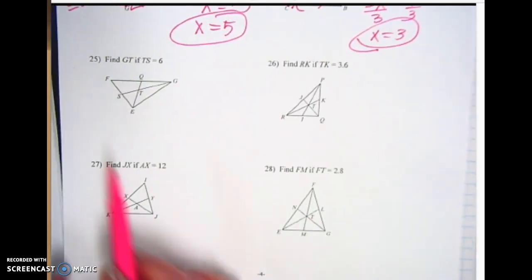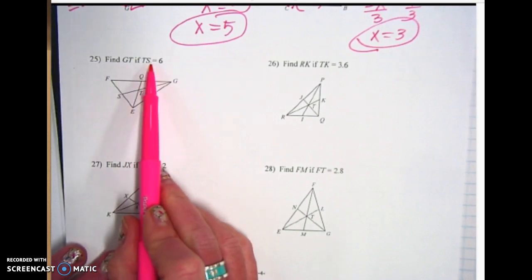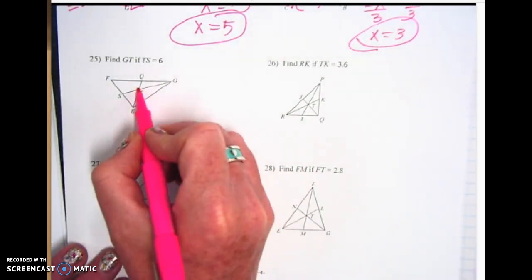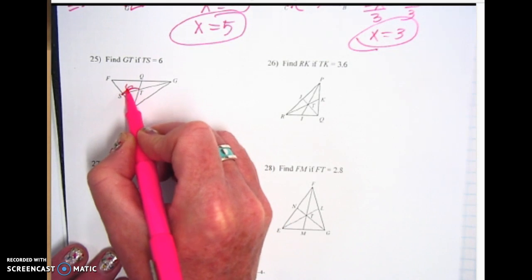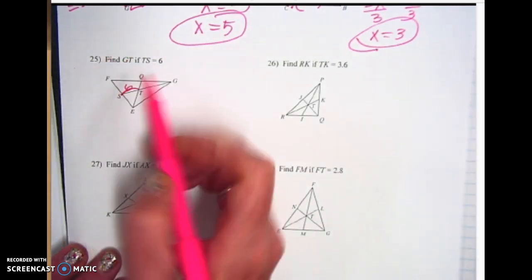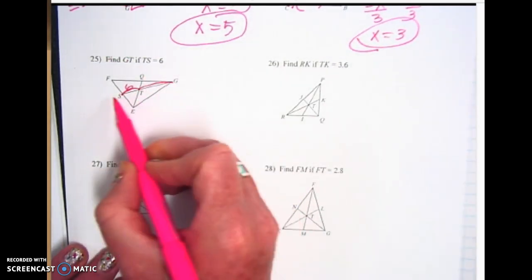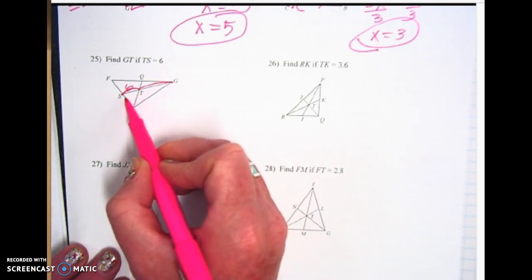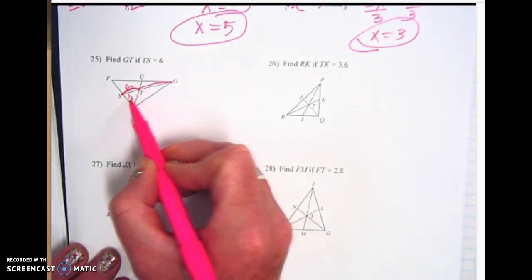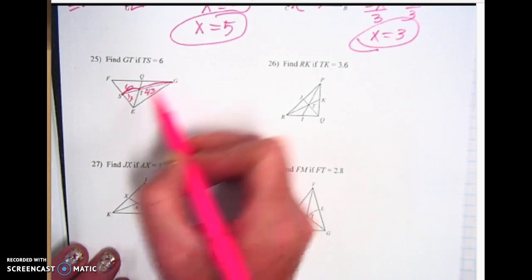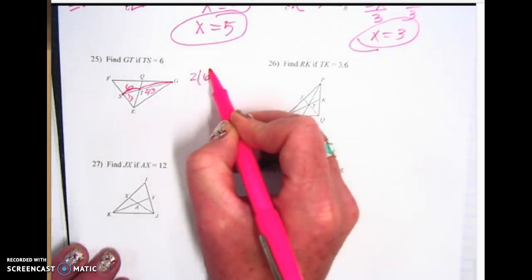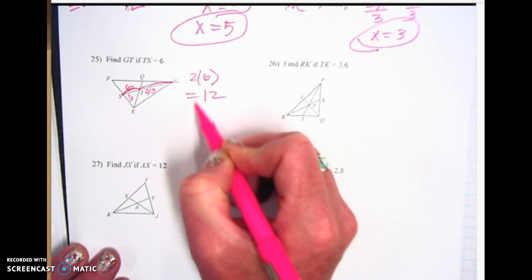Number 25. TS equals 6. So here's TS, and it's 6. Find GT. So from here to here, clearly not the same measurement. This is the 1/3, 2/3 relationship. So we need to double that 6, which is going to get us 12 units.